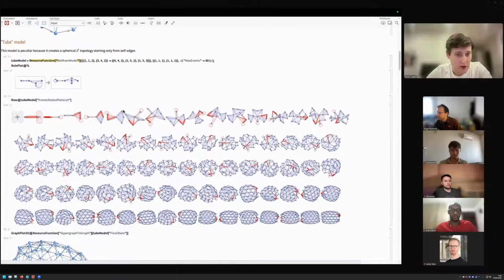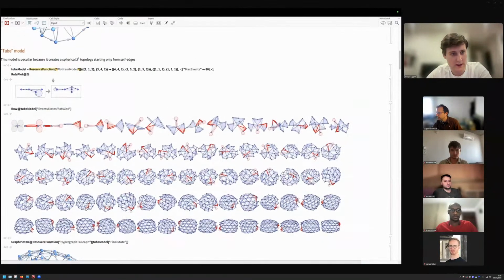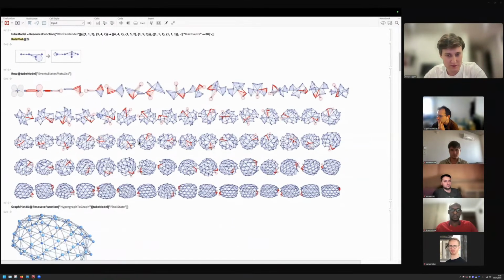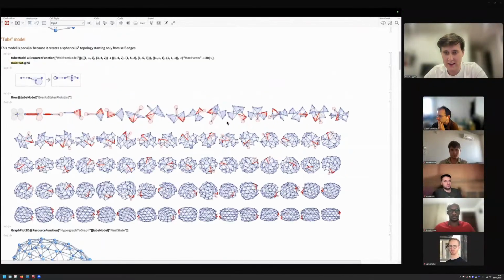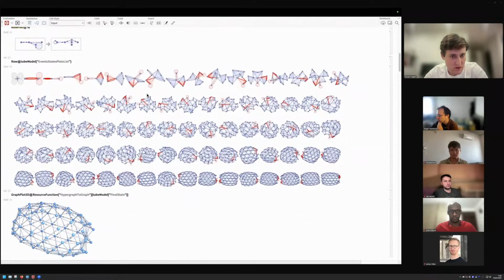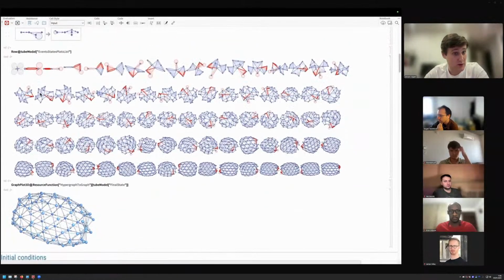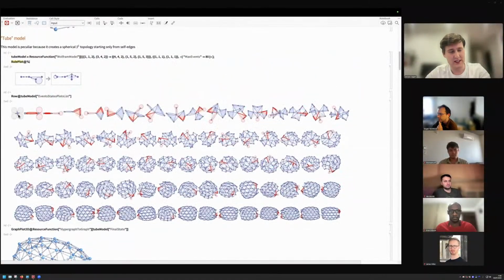Another interesting model, maybe more complicated, is this tube model. It produces an S1 topology, which is a good starting point, but it's harder to see that that is the case at the start. Although there's some subtlety here, in that the self edges already introduce some non-trivial topology, but then it depends how the rules use them.